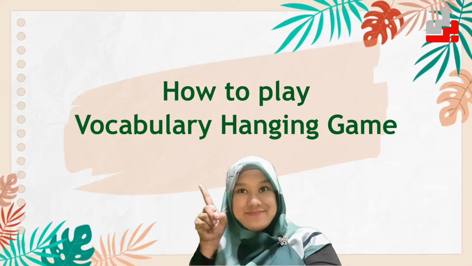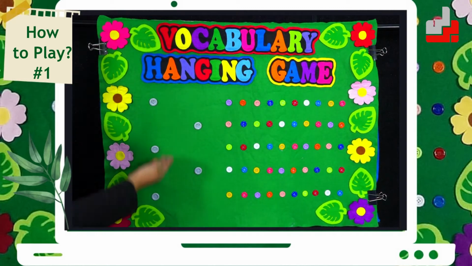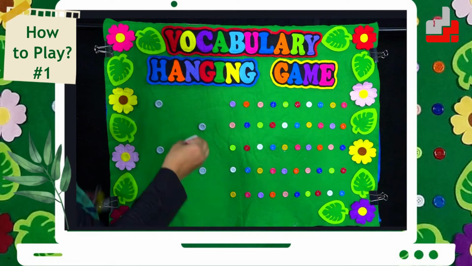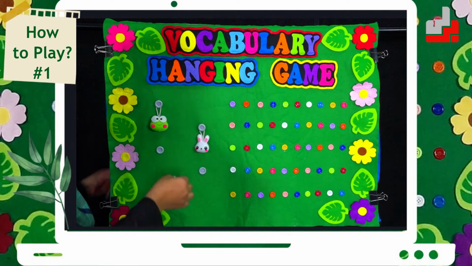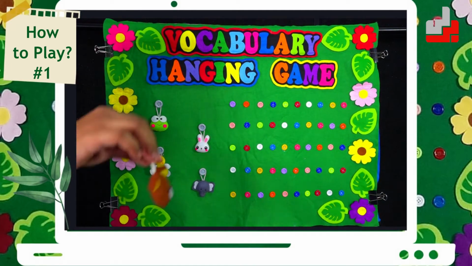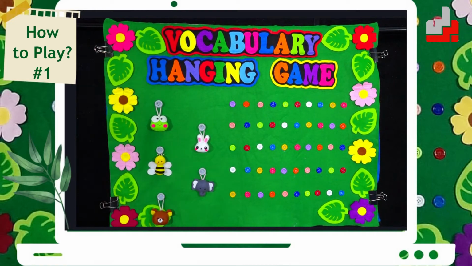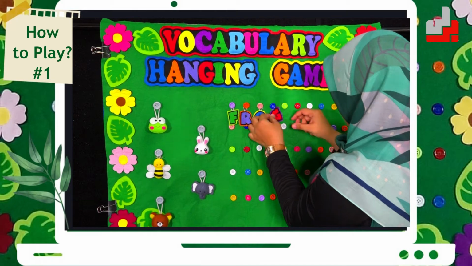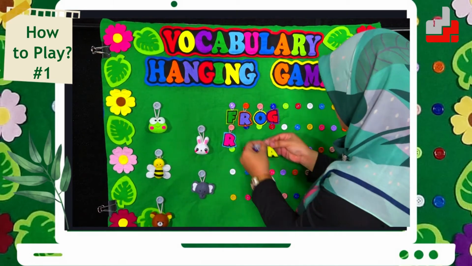Now I will try to give a practice of how to use this vocabulary hanging game media in learning activities. There are several ways to play using vocabulary hanging game media. First, hang the shape media on the question buttons. Then ask students to guess the vocabulary and hang the vocabulary letters on the answer button column. Here's an example.